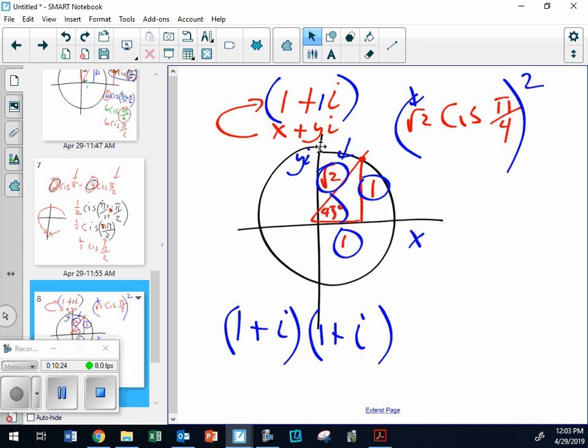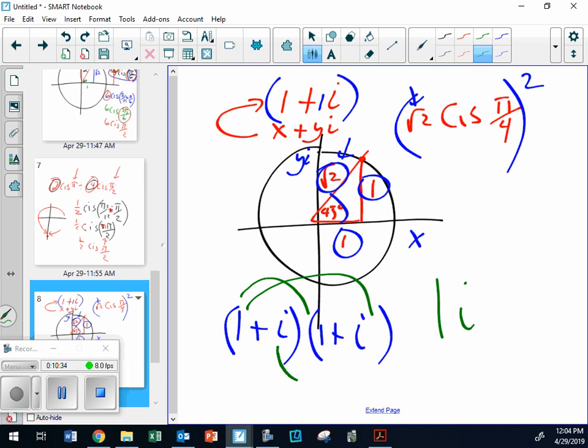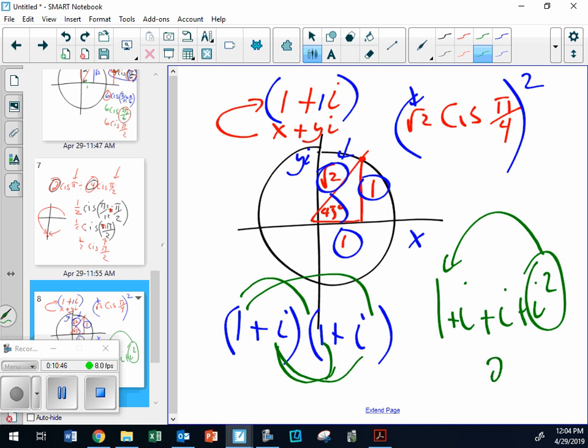So hopefully you did 1 times 1. The first, outside, inside, last thing. That's 1. That's i. That's another i. And then that's i squared. And that's -1, which cancels out the +1 and just leaves 2i. Ooh, that's kind of weird, but it's true. Do you get what just happened there?